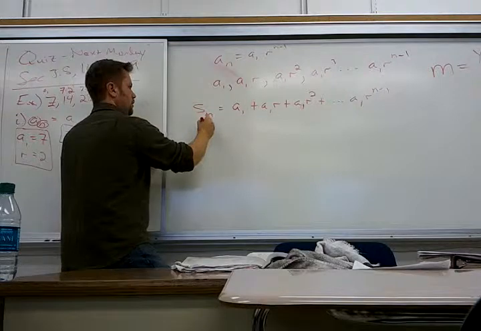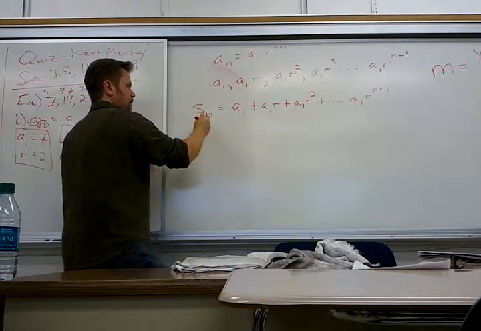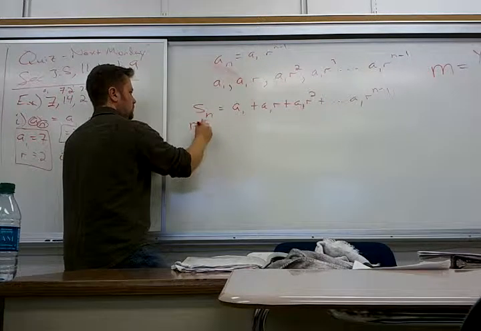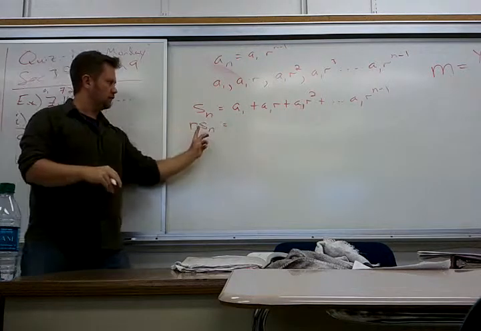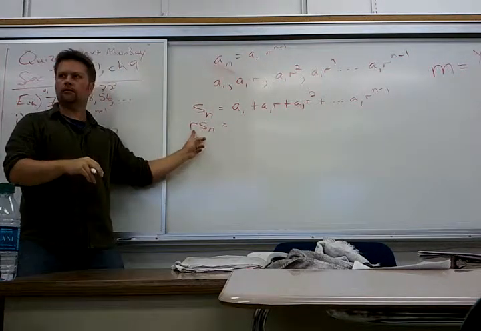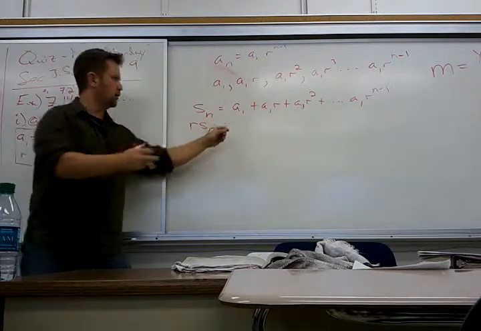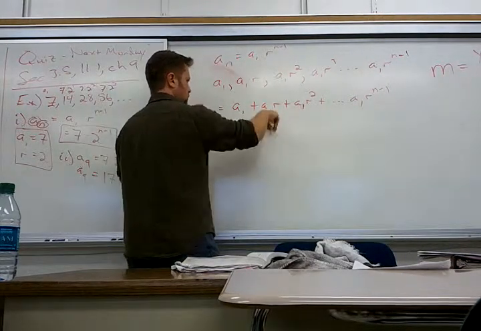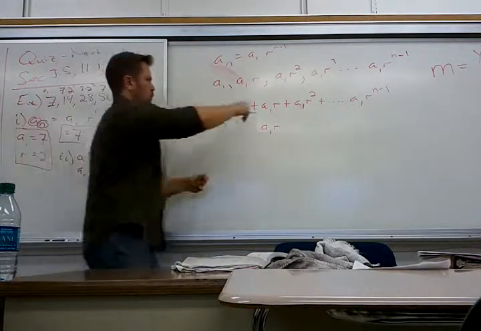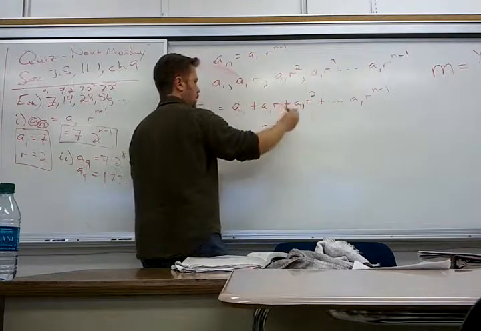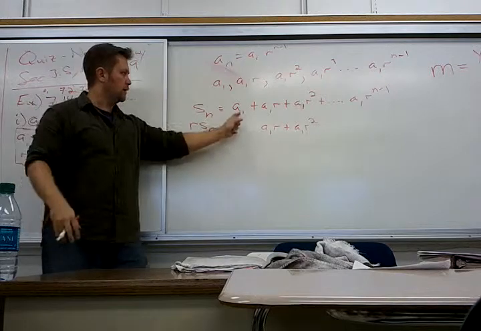Now here, one little thing I could do. Let's do this. What is R times Sn? Don't freak out too much. If I multiply both sides by R, what would that be? A1 times R. I'm just going to move it over a little bit so the like terms line up. If I multiply A1 by R, I get A1R. Multiply A1R by R, I get A1R squared. Do you understand the pattern now? I just multiply everything by R.